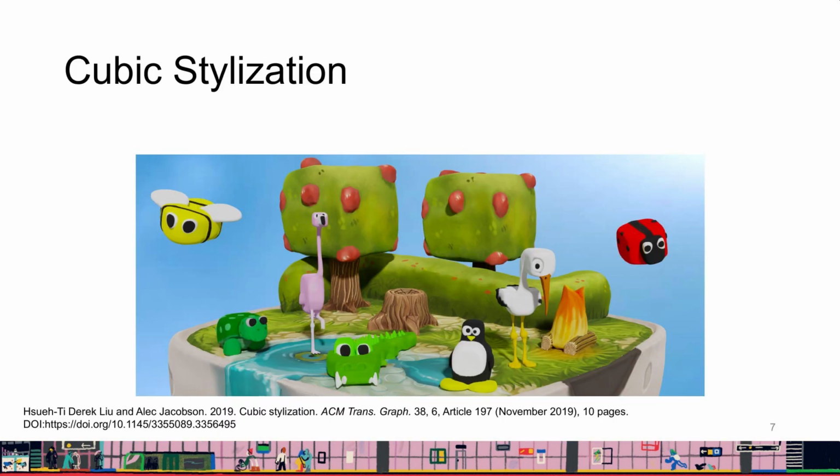The idea to stylize a shape by moving its normals closer to those of a cube has been introduced in the paper Cubic Stylization by Liu and Jacobson. The easy-to-use method that achieves pleasing visual results brought attention to the normals as a means for stylization. But how exactly does this approach work?